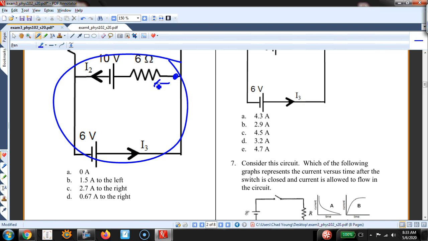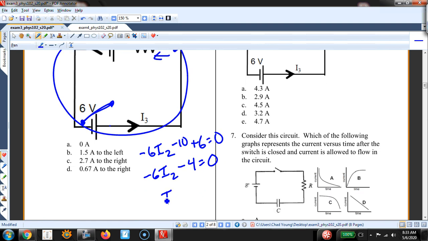So I'll have minus 6I2 minus 10, because I'm going from high to low, I have a negative potential. And then over here it's going to be plus 6, and that's equal to 0. It's 6 because I'm going from low up to high potential. So that's minus 6I2 minus 4 equals 0. I2 equals negative 4 over 6, or negative 2/3, or negative 0.67.